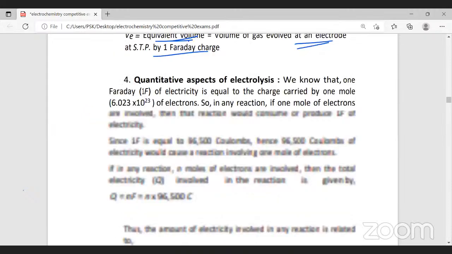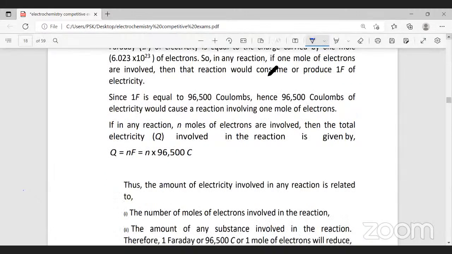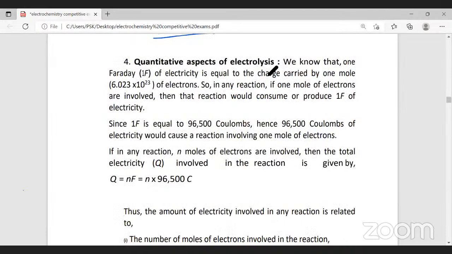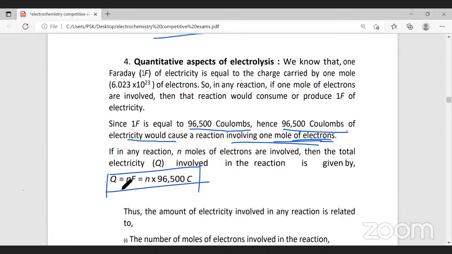Next, we learned quantitative aspects of electrolysis. We know that 1 Faraday of electricity is equal to the charge carried by 1 mole of electrons. So in any reaction, if 1 mole of electrons are involved, then the reaction would consume or produce 1 Faraday of electricity. Since 1 Faraday is equal to 96,500 coulombs, hence 96,500 coulombs of electricity would cause a reaction involving 1 mole of electrons. So all this is fine. You remember this formula, charge Q is equal to I into T, likewise Q is equal to N into F. N is the number of moles of electrons, F is Faraday, N into 96,500 coulomb.